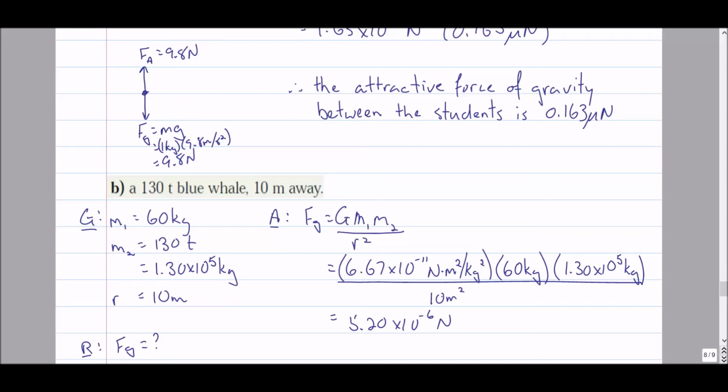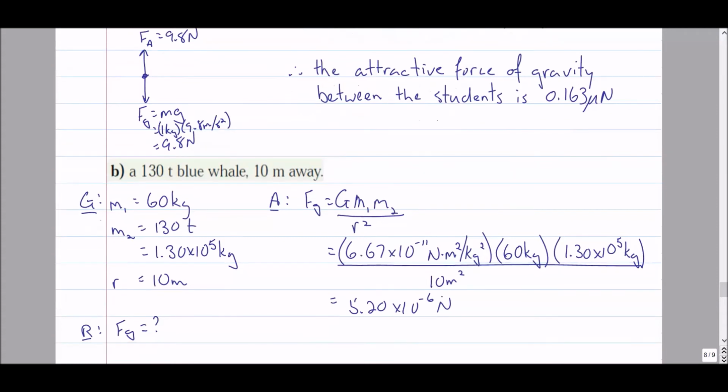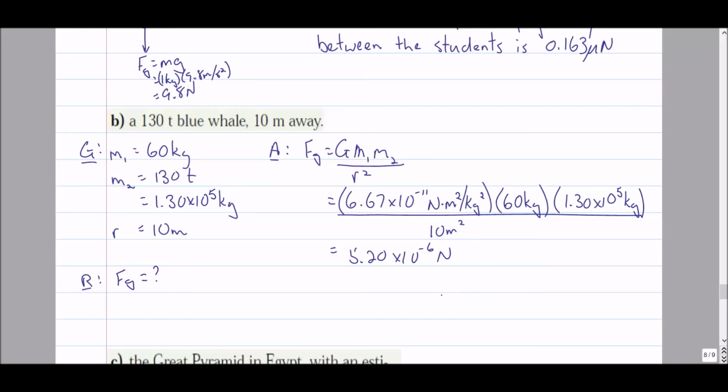So even though we've gone to a whale, and I don't think you'd want to get much closer than 10 meters to a whale, just for your own safety. So we're looking at this massive creature with the same student, which is only going to increase that force at this distance by a factor of 10. So it's 10 times stronger, but it's still over 1 million times weaker than the force that it would take to hold up that 1 kilogram mass in our comparison.